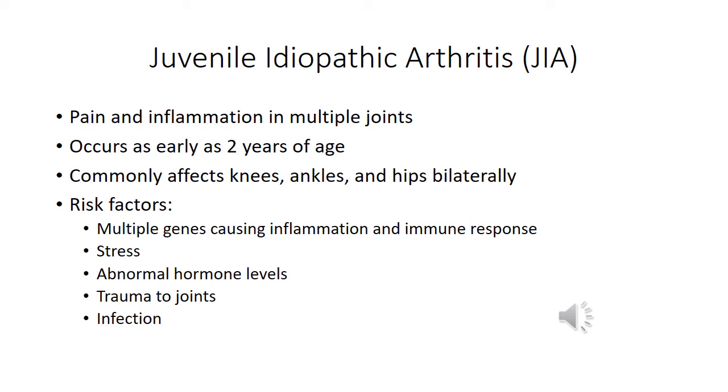Juvenile arthritis results in pain and inflammation in multiple joints. It can occur as early as 2 years of age. It commonly affects the knees, ankles, and hips bilaterally. Risk factors include multiple genes causing inflammation and an immune response, stress, abnormal hormone levels, trauma to joints, and infection.